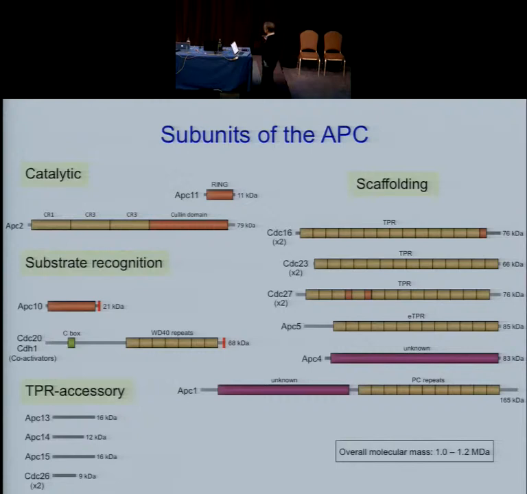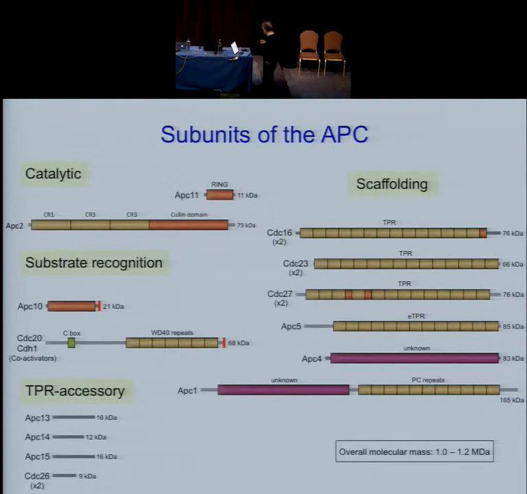It's important to determine the stoichiometry of subunits within a complex in order to dock atomic models into the EM-derived structures. One of the striking features of the APC is that only 4 subunits are involved in catalysis and substrate recognition. Most of the subunits, about 80% of the APC mass, are involved in scaffolding to organize the overall structure of these catalytic and substrate recognition subunits.